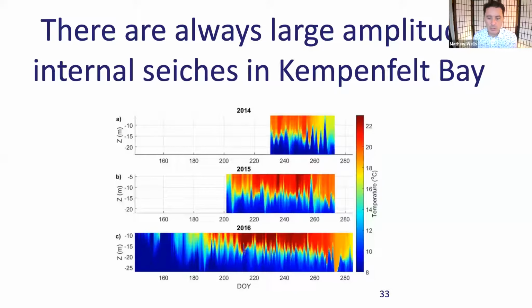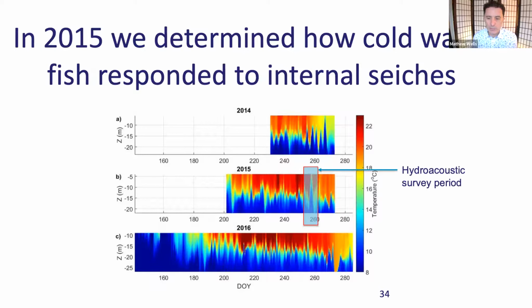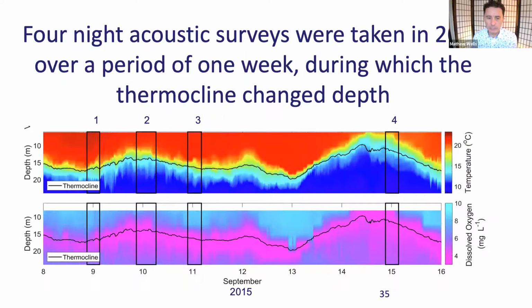Kenmanville Bay also has large amplitude internal waves. It's a larger system, so the amplitudes can be quite great. Here's some data from summers over 3 different years, and you can perhaps see that there are some periods where, over a period of a couple of days, the thermocline changes depth by as much as 15 meters. So in 2015, my colleagues in the government went out and took hydroacoustic surveys during a period where there was a very large upwelling of cold water almost to the surface, and we could see what happened to the fish.